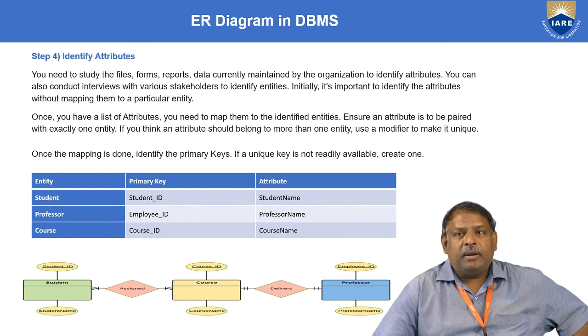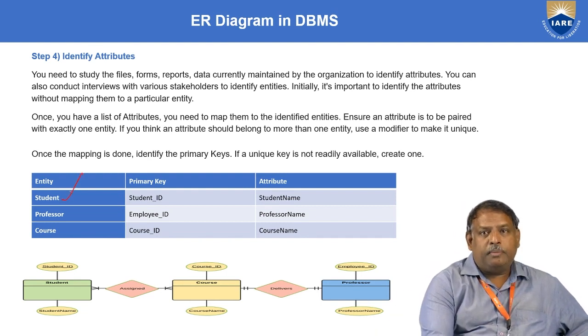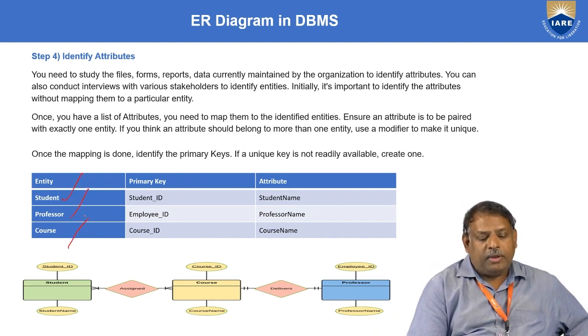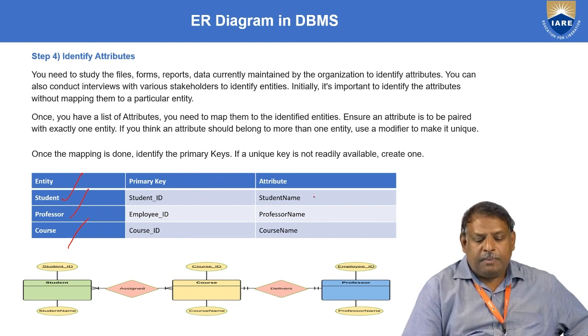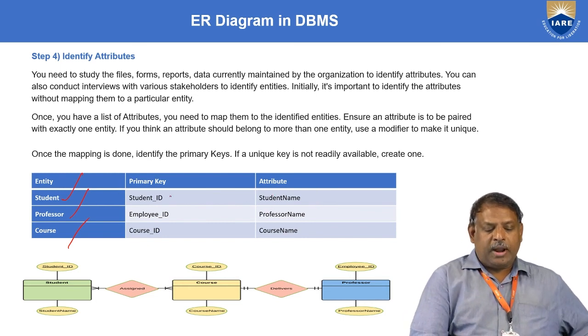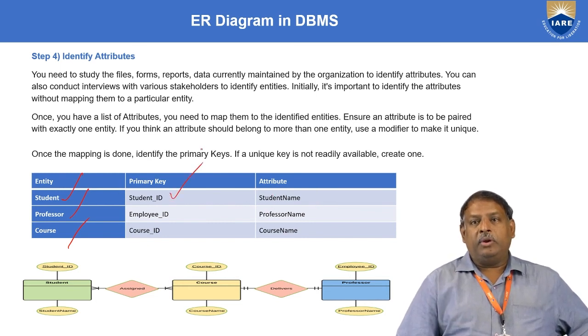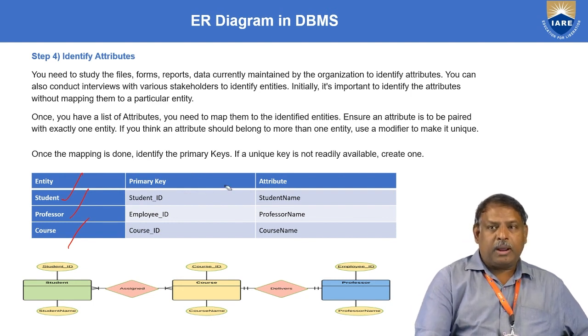Once the mapping is done, identify the primary keys. If a unique key is not readily available, we create one. Now, for example, we have three entities called student, professor, and course. Here student ID is one attribute and student name is another attribute. We have made the student ID the primary key because it will uniquely identify the record. In the same way, employee ID, professor name, course ID, and course name. By this, we have identified the primary keys.